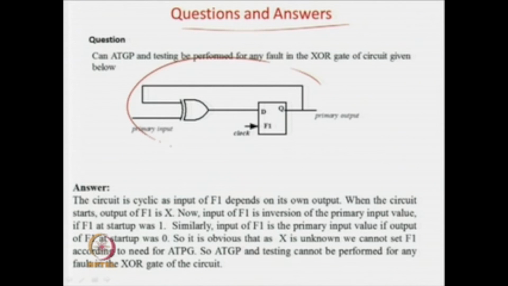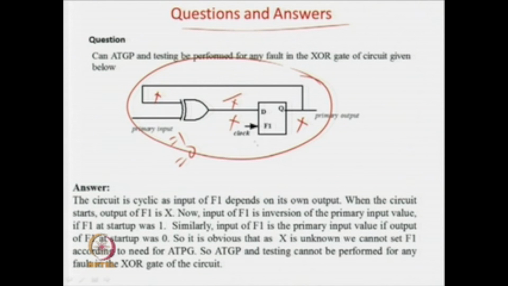This is a cyclic circuit and we have not considered any cyclic circuit. Now if I ask you, can you test any fault in this circuit? The question is, can ATPG and testing be performed for any fault in the XOR gate below? The answer is no. Why? We know that the output is always an x before the circuit starts, so you will get an x over here. Now if you have the primary input as 1, your answer will be x prime, because in case of an XOR gate, if one input is 1, the other is inverted. And if your primary input is 0, you are going to get an x. Again this x or x prime will be fed back and this will be a loop.